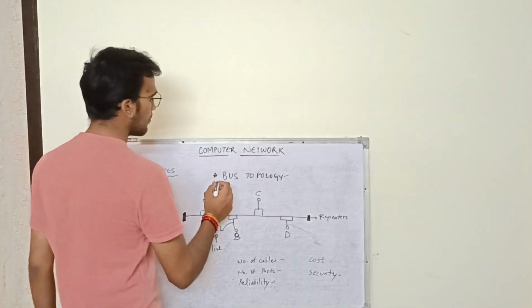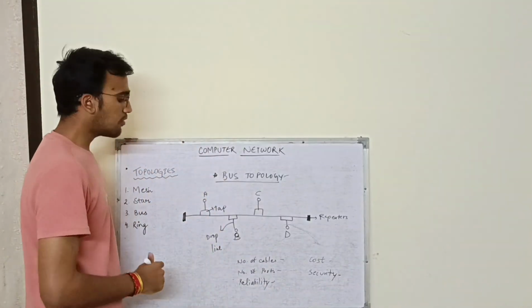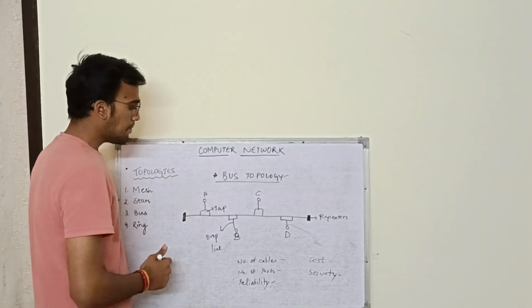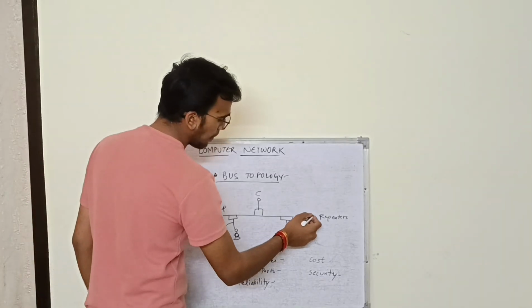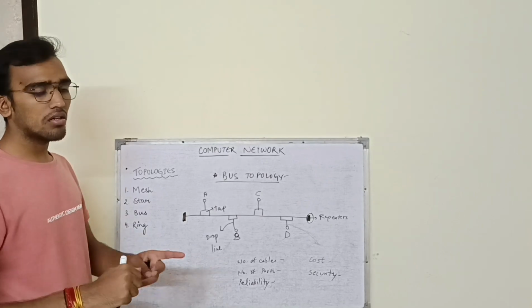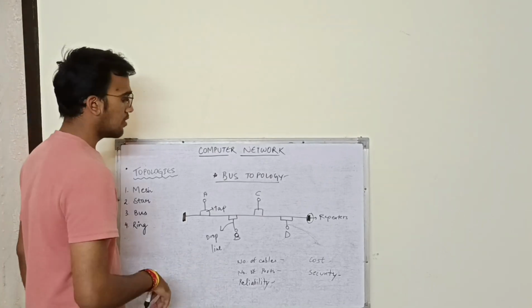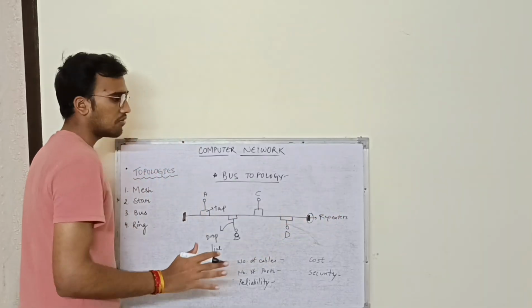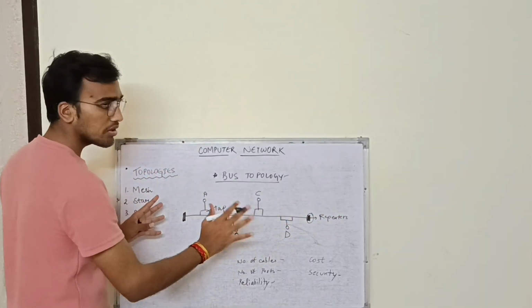Basically, the bus topology looks like a bus. There is a main cable. In the main cable, this part only, not this cable. This is the main cable which transmits the data to different devices. First of all, we need to know about the structure.